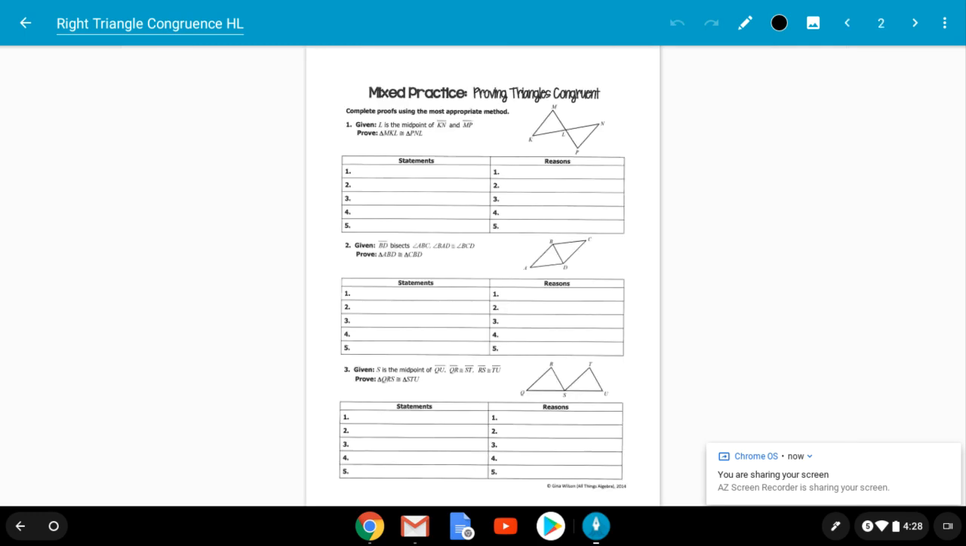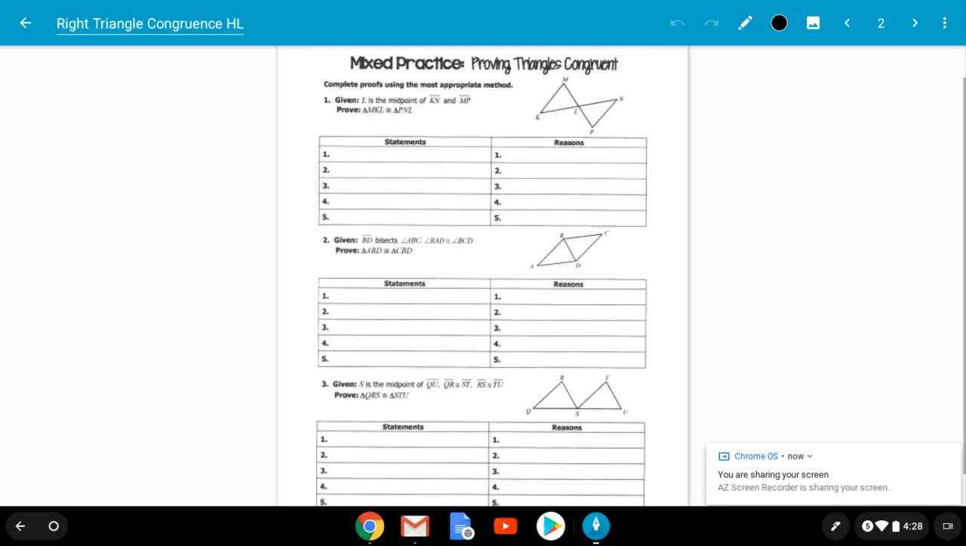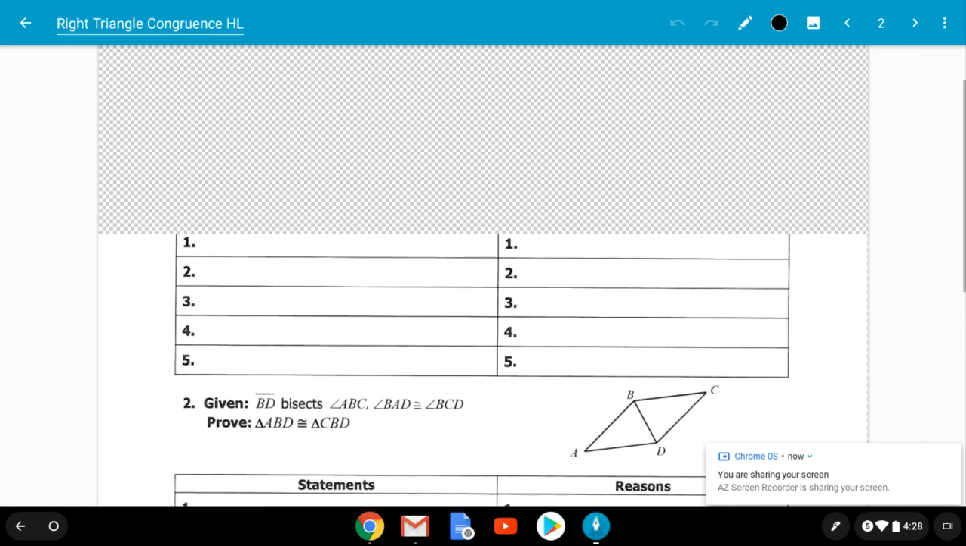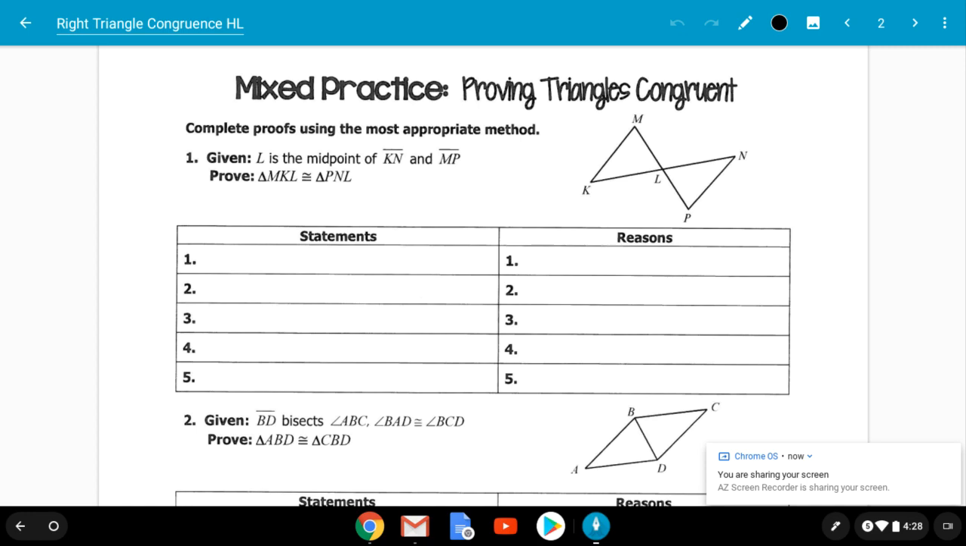So now let's look at a couple of proofs where anything is possible depending on what's given to us. Okay, so number one here says L is the midpoint of KN and line segment MP. What could I do there? Okay, so in fact, what I'm going to do here, just to color code it so we can see, I'm going to mark my figure black, anything that they literally gave to us. I didn't have to define any words.